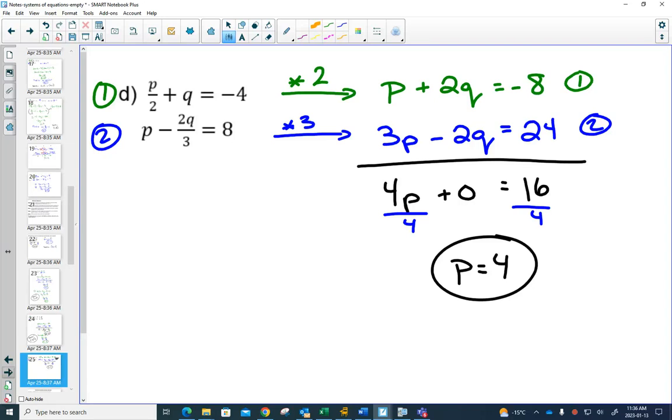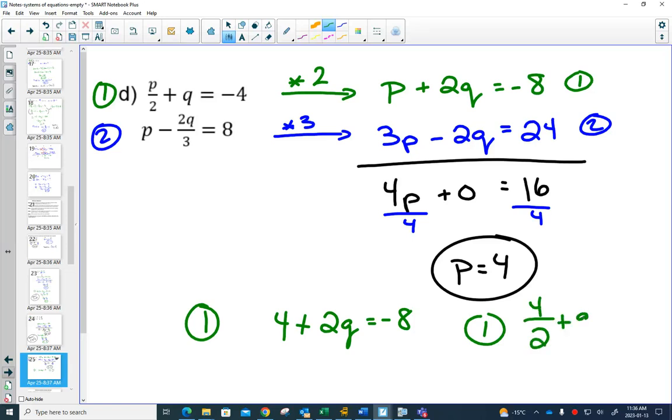When solving for Q, you can plug it into any equation in any form. Even with a fraction, you're okay with it? Okay. So people are saying they like to use equation 1, and you could either use this equation 1 or this equation 1. If I use the second one, I would have 4 plus 2Q equals -8. Some people want to use the other equation 1, 4 over 2 plus Q equals -4.